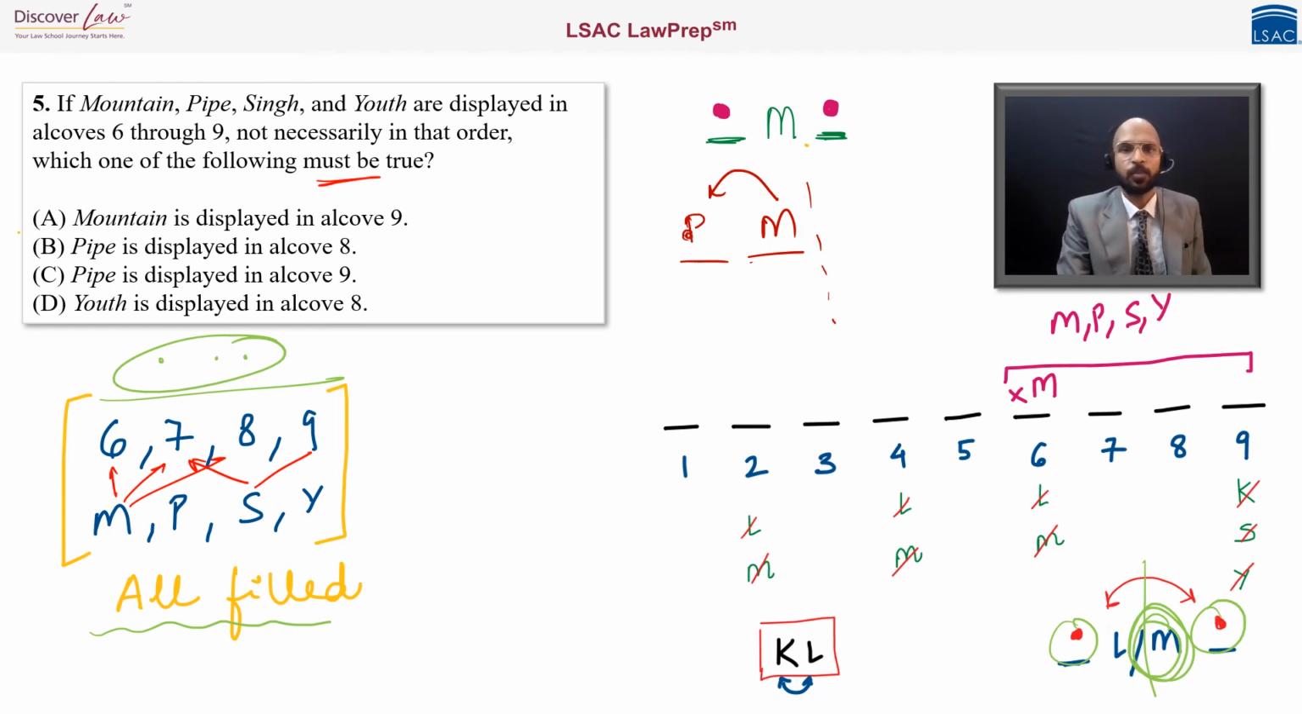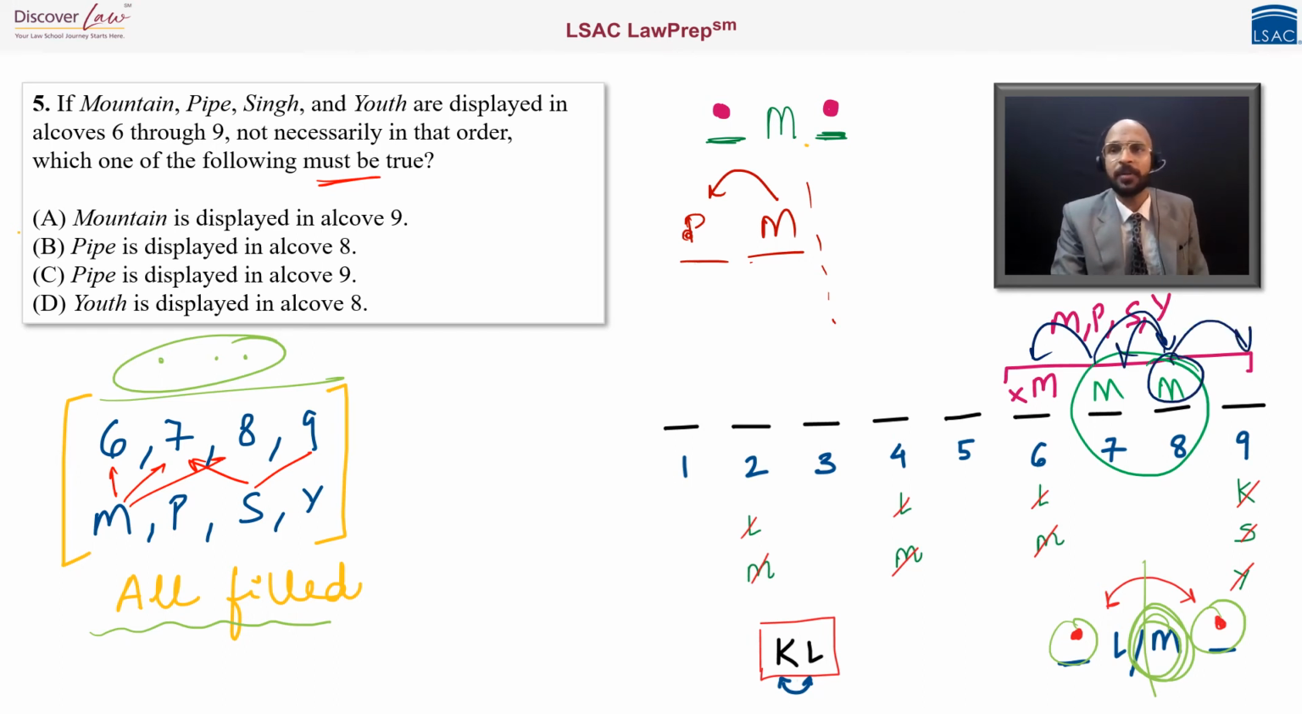Now if M were to be in 7 or 8, let's say you'd put M here or you'd put M here, then definitely it'd have something on both sides. If it were here, you'd have something on both sides, which means that there's only one place M can be. It cannot be in 6, cannot be in 7, cannot be in 8. M has to be in 9.